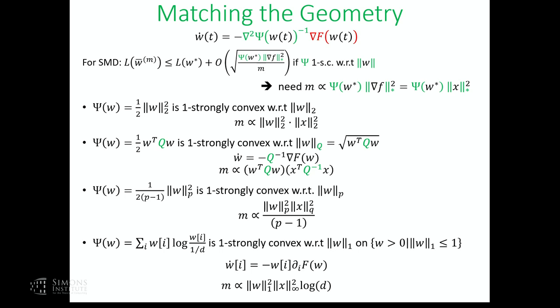And what we get here is the sample complexity is going to behave as the L1 norm of W times the infinity norm times log D. So this is a familiar sample complexity for L1 norm. And again, we said it was going to be optimal. But I want to focus on the geometry here.